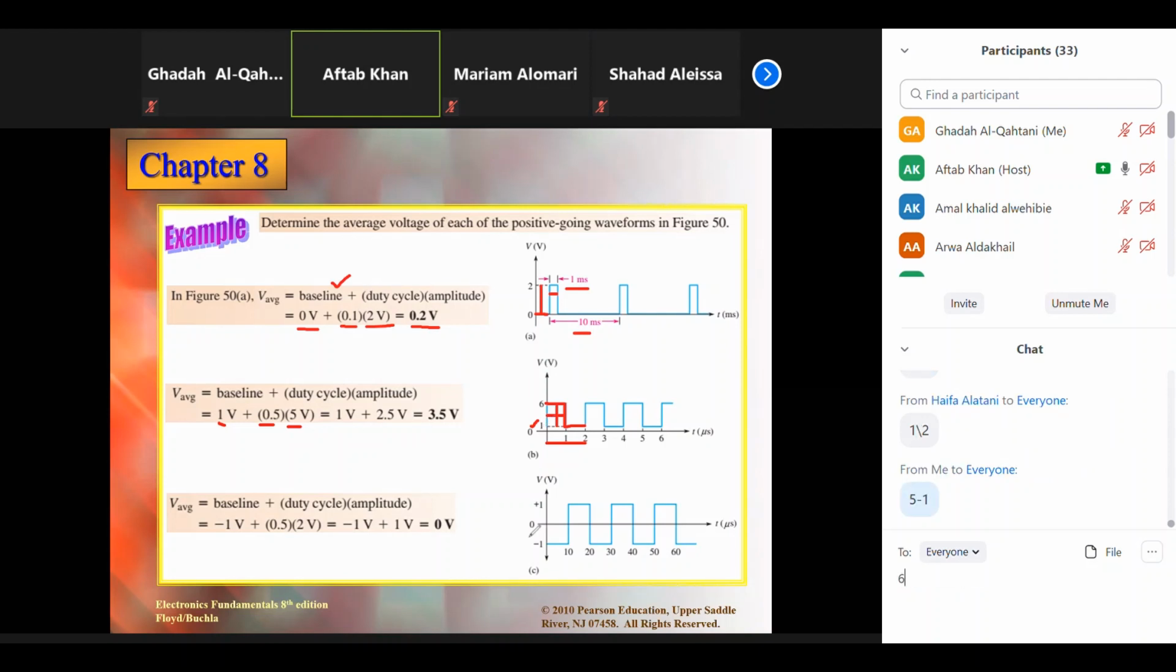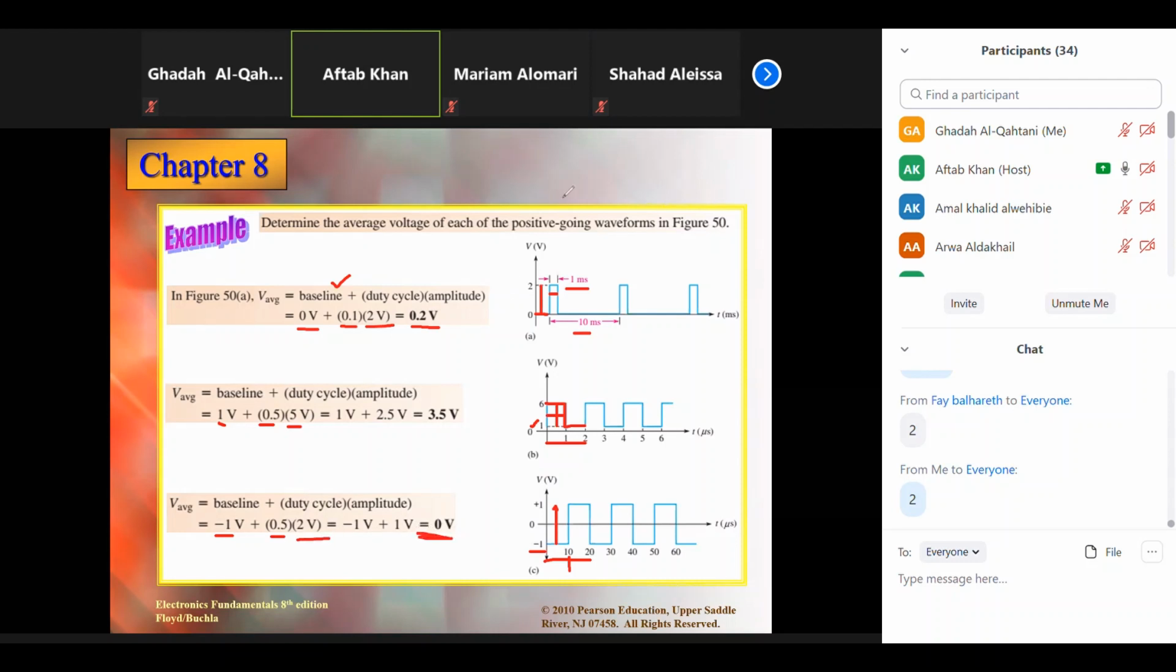You can get it. Now the third one. See the baseline, which is negative. For the duty cycle, you can see the complete time period is 20, and the on time is half because it's a square wave, you know that. So 10/20 gives you 0.5 duty cycle, and you multiply by the amplitude from here to here. How much is the amplitude? It is going to be 2. Just put the value and you will see it is 0.